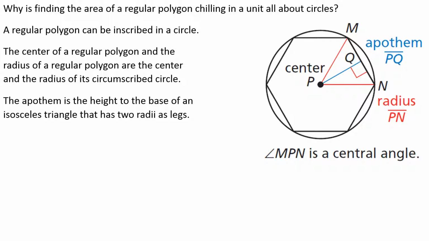So we've got an isosceles triangle there, right? Because every radius has to be congruent. So every radius has to be equal in length. So it's an isosceles triangle. And the apothem is the height of that isosceles triangle. So the base of that triangle is the side of the polygon, and then the legs that are congruent, those are radii.